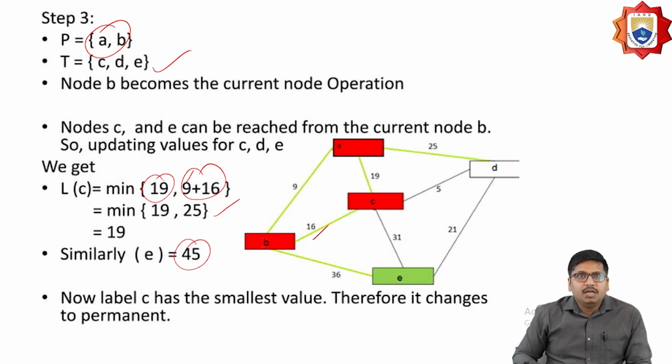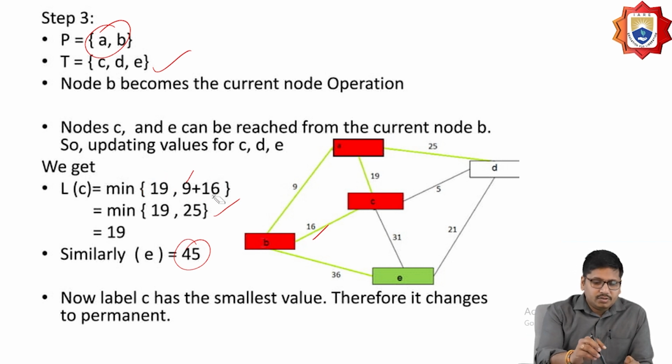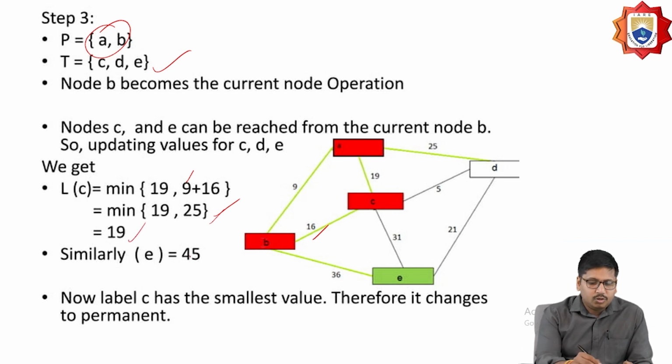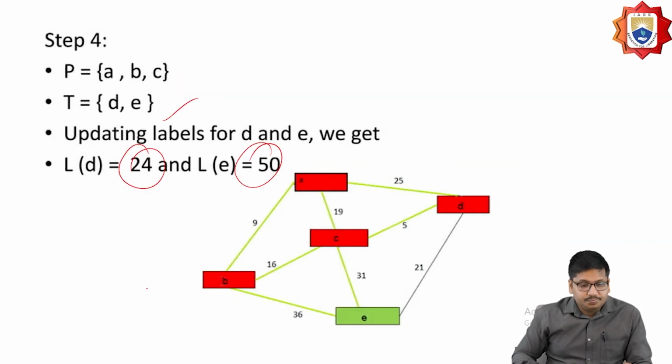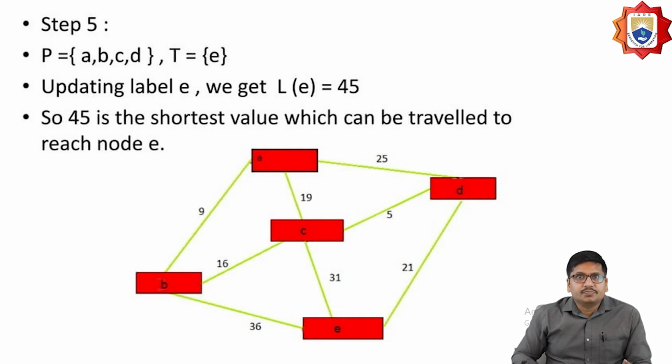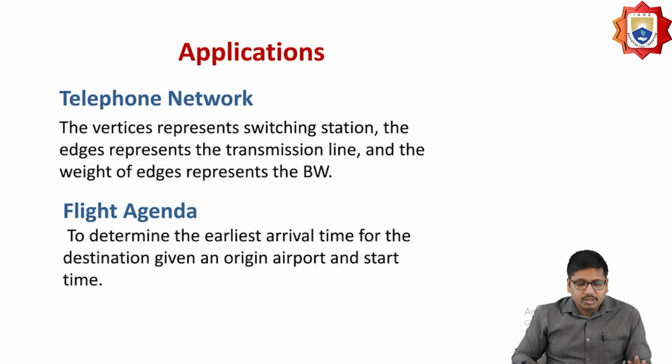And similarly, next I have to calculate L of C here. So in L of C, the previous 19 is the minimum. So 19 is going to be taken, and then 9 plus 16. So the minimum is 19 I'm going to get. And similarly, I'm going to calculate L of E also. And similarly, find out L of D and L of E. So mainly this one is going to be a straightforward algorithm.